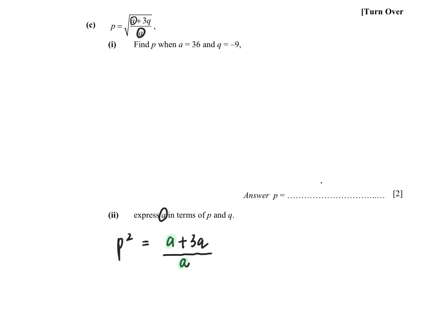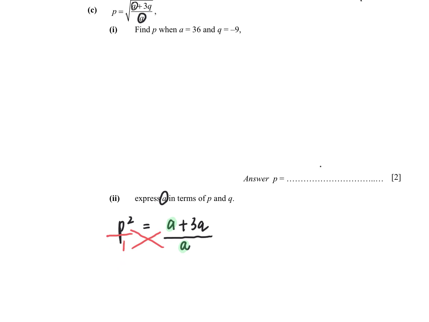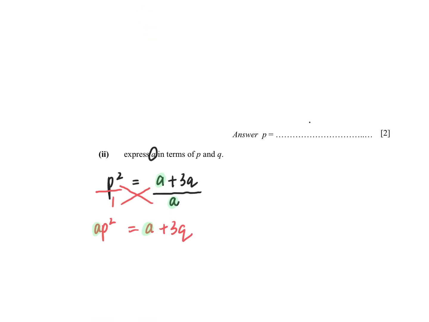I need these two to be on the same level. Times A, so that means you cross multiply. So AP square. So now I have 1A here, 1A here. So what should I do? Group them together. So I put my A's together.